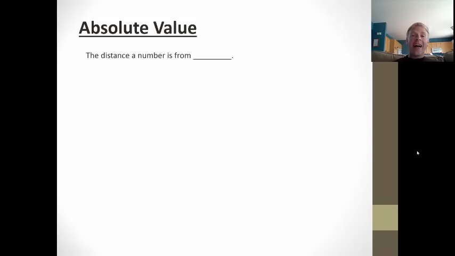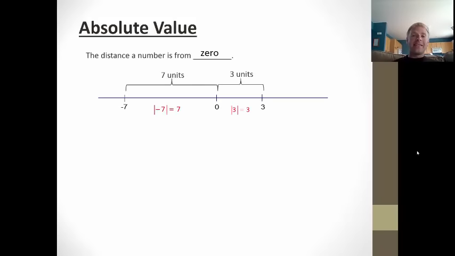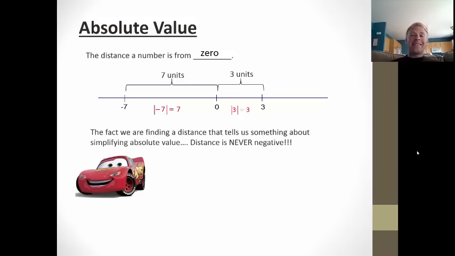Well, the absolute value bars are a distance a number is from 0, right? It's a distance, and that's an important quality here. We can see if you started at 0 and you walked to the number 3, you would travel 3 units on the number line. If you started at 0 and walked to -7, you would travel 7 units on the number line. Now, one thing we notice about the distance here is that distance is never negative.